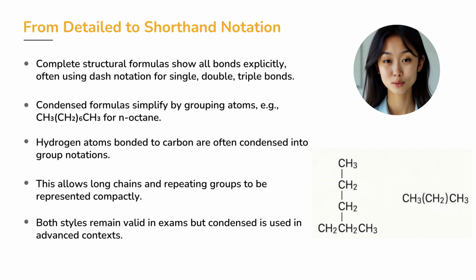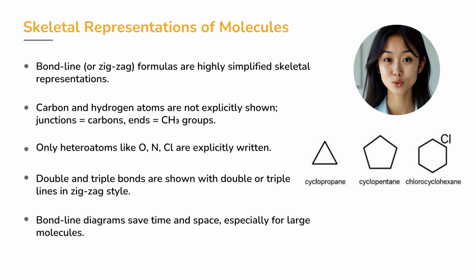Don't confuse the two. Now comes the shorthand doodle language of chemists, bond-line formulas, also called skeletal formulas. Here, carbons are invisible. Every junction of lines is a carbon atom. Every line end is a CH3 group unless something else is marked. Hydrogen atoms are not shown, they are assumed to complete the carbon's valency. Double bonds are drawn as double lines, triple bonds as triple lines. Only heteroatoms like oxygen, nitrogen, or chlorine are written explicitly.